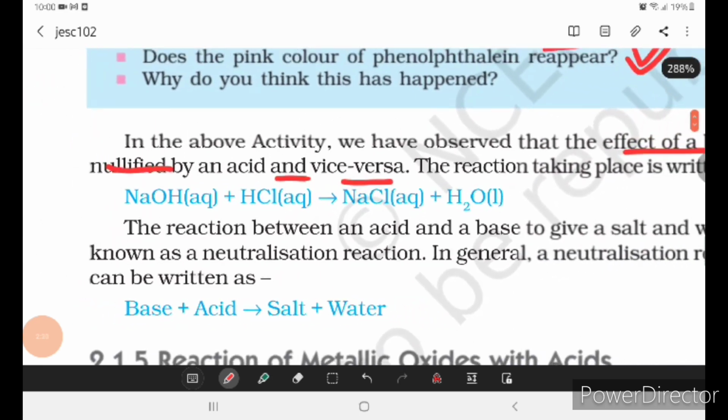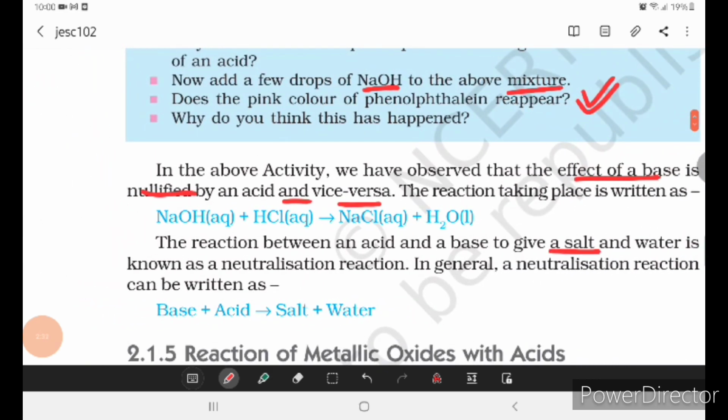Similarly, a reaction between an acid and a base to give a salt and water is known as a neutralization reaction. We will hear about the term neutralization in higher classes too. So a neutralization reaction is a reaction between an acid and a base to give salt and water. In general, a neutralization reaction can be written as base plus acid gives salt plus water. So salt is formed by the reaction of an acid and a base along with water. Any base reacting with any acid gives us a salt and water.